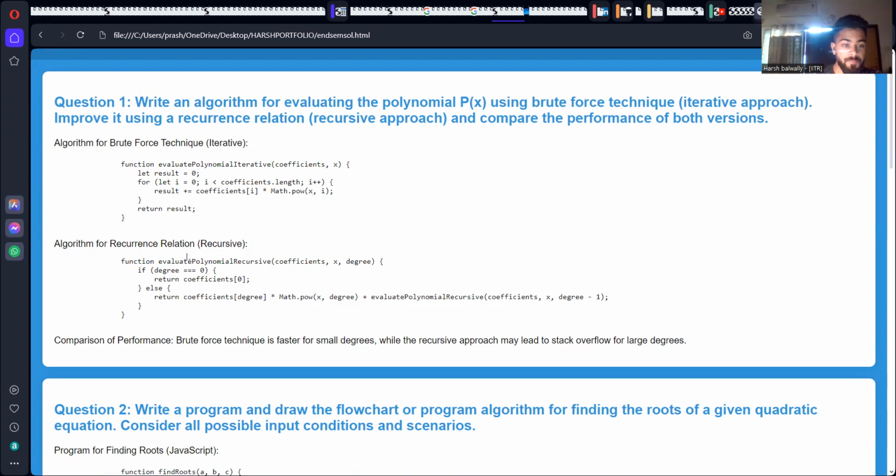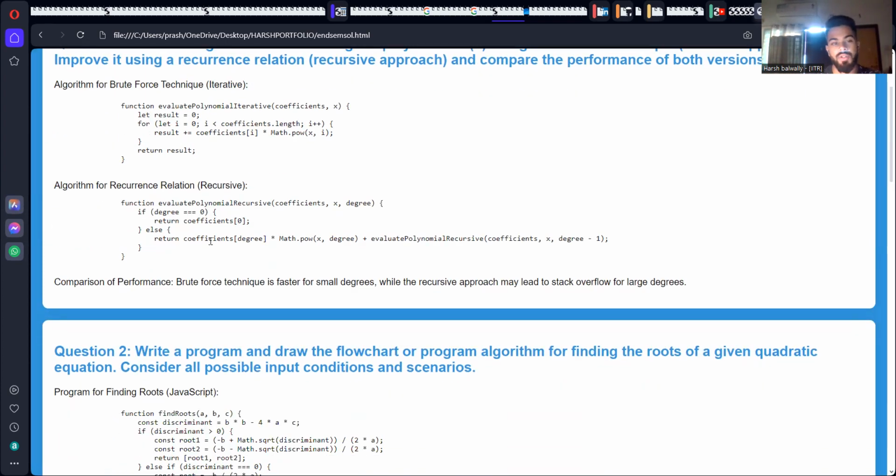Algorithm for the recursive relation: function evaluatePolynomialRecursive, and the parameters are coefficients, x and degree. If degree is equal to 0, then we return coefficients[0]. Else we return coefficients[degree] times Math.pow(x, degree) plus evaluatePolynomialRecursive with the lower degree.